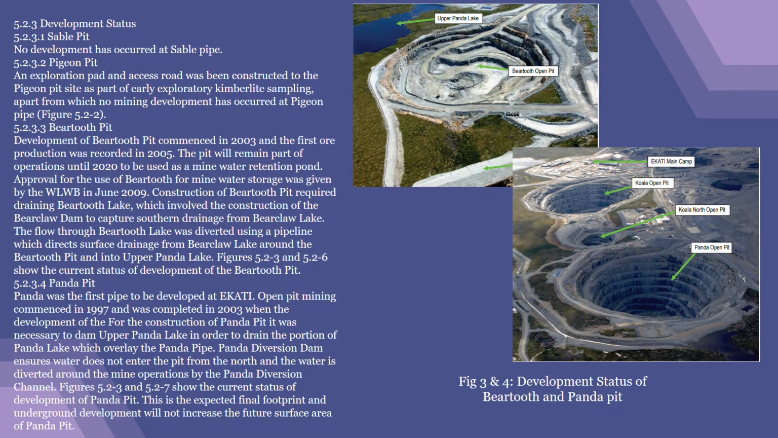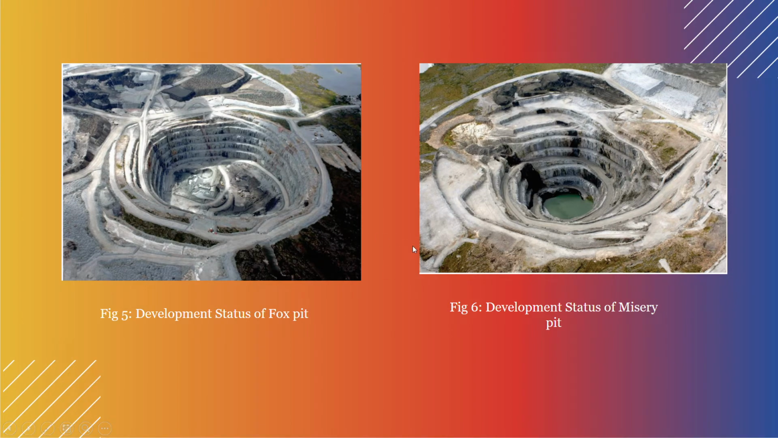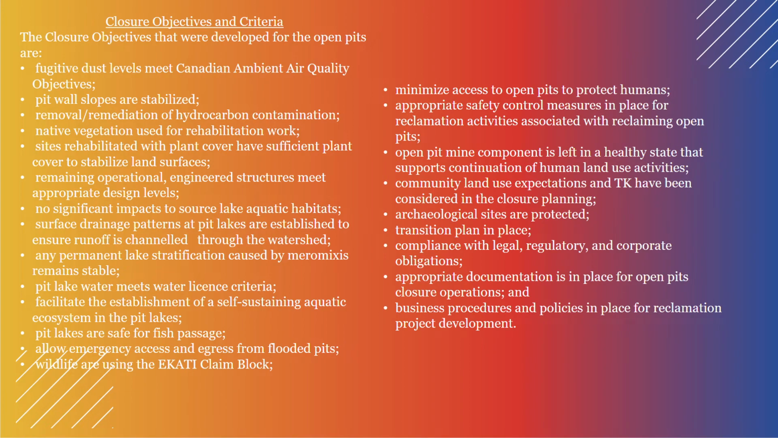So this is the development status of the different pits right now, which are the Sable pit, Pigeon pit, Beartooth pit, Panda pit, and Koala pit. These are the development status of Beartooth and Panda pit. These are the development status of Fox Pit and Misery Pit. And these are the closure objectives and criteria. That is, there are fugitive dust levels, the pit wall slopes, removal or remediation of hydrocarbons, pit lake water meeting water license criteria. These are all the different closure objectives that must be met while the closure plan is being conducted.